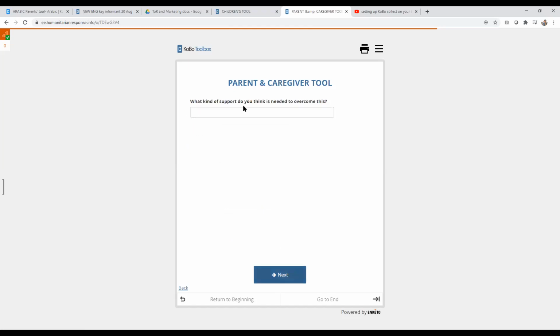The next question is, what kind of support do you think is needed to overcome this? So you can answer the question, for example, by saying that the child needs to go back to school again.